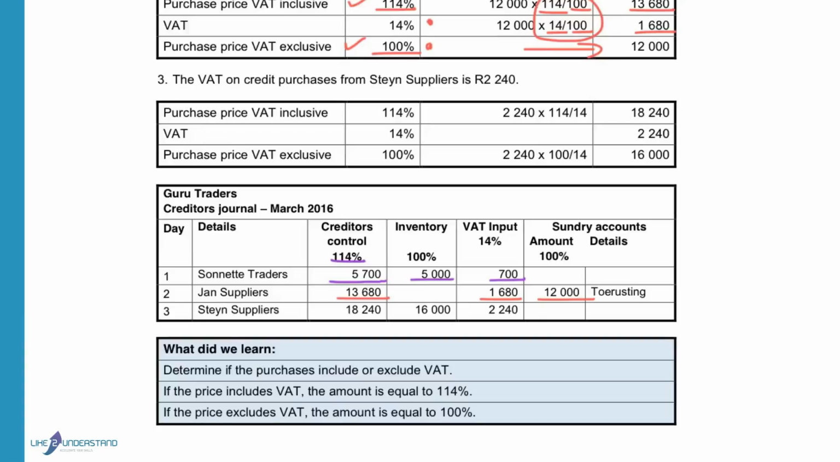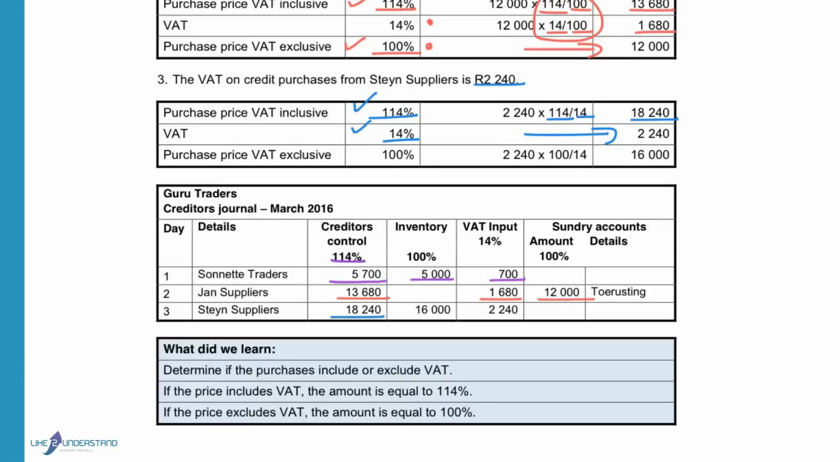The VAT on credit purchases is 2,240, so the 14% VAT is given as 2,240. If we want to know what is the total amount that we owe the creditors, we want to calculate the 114%. The one that I want to calculate, 114, divided by the one that we know, 14, times 2,240, will give me 18,240. So I can indicate that the total amount I owe the creditors including the VAT is 18,240.